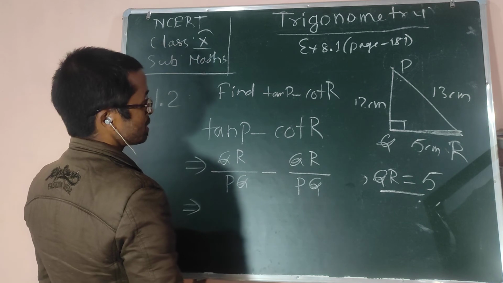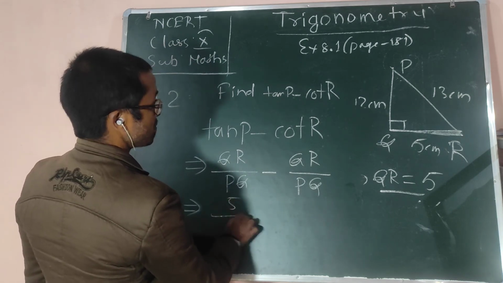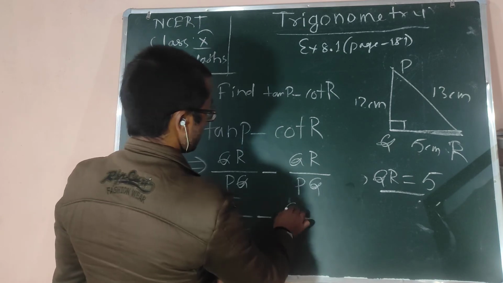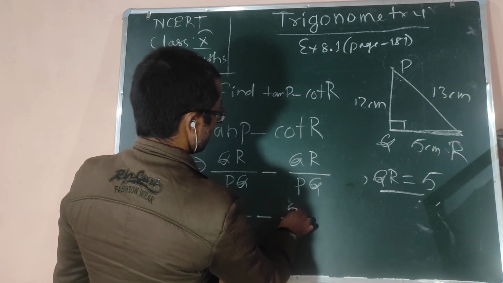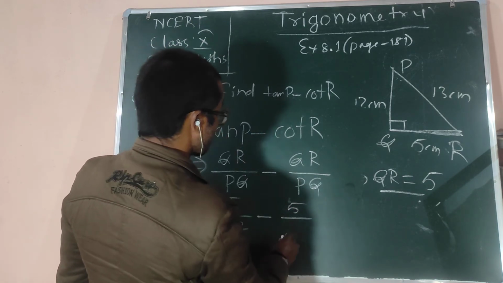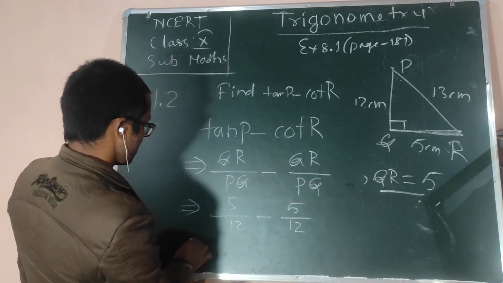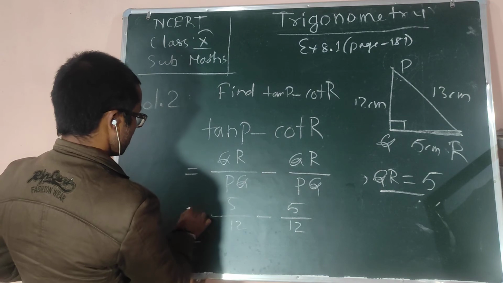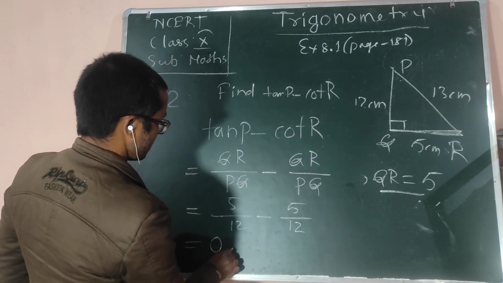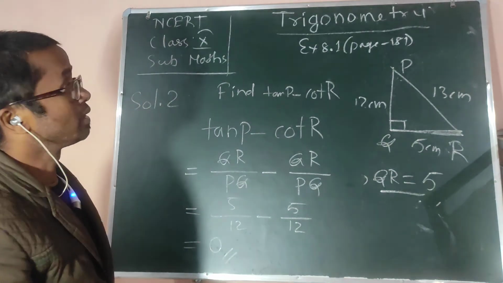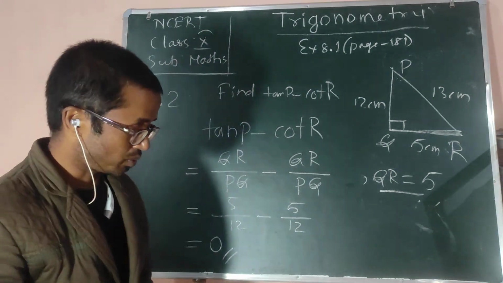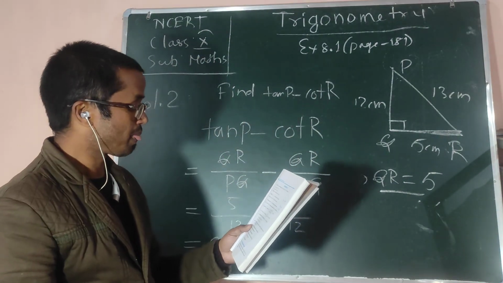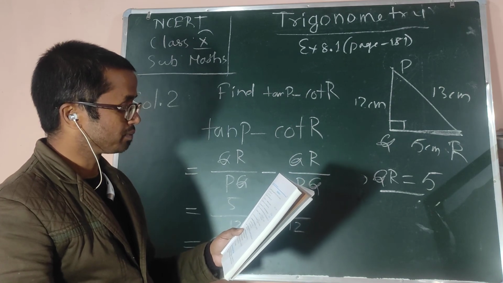So now, what is QR? 5. What is PQ? 12. What is QR? Here, 5. What is PQ? 12. Now what is the answer? It is 0. So this is the answer. So we have solved 2 problems from this exercise 8.1. Others are very simple.